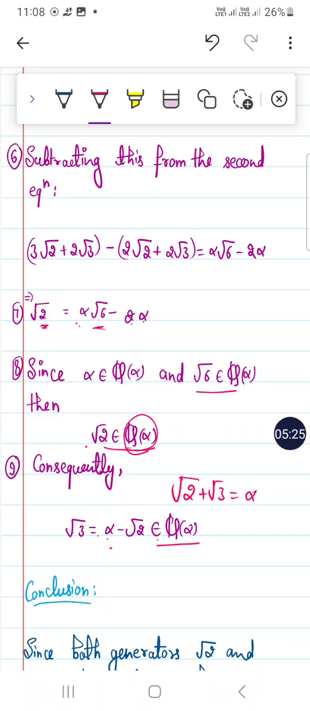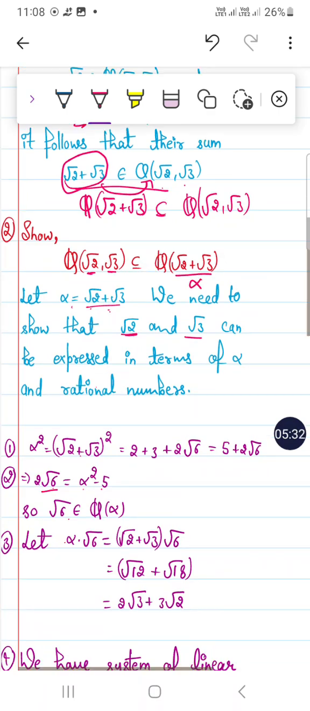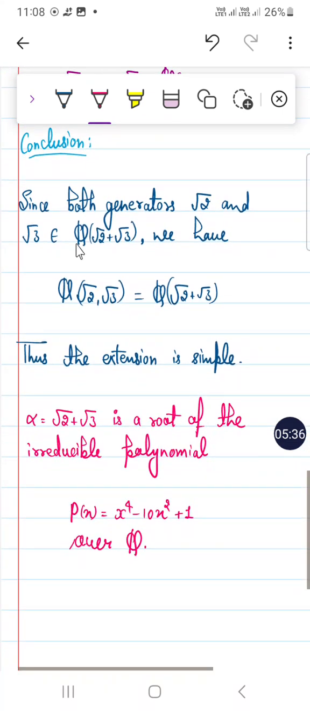So this generates the field: Q(root 2, root 3) is contained in Q(root 2 plus root 3), so this is a simple generation as the containment is equal. The extension is simple. The polynomial is p(x) equals x to the power 4 minus 10x squared plus 1 over Q for this root.